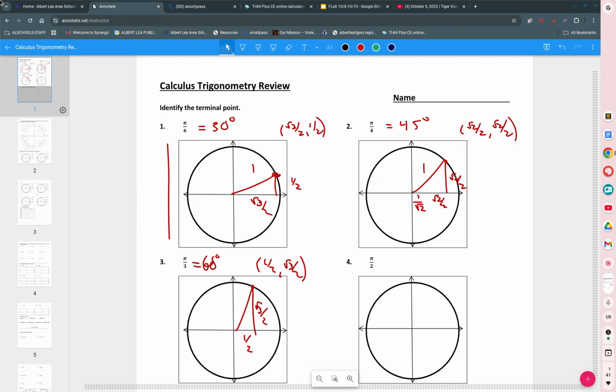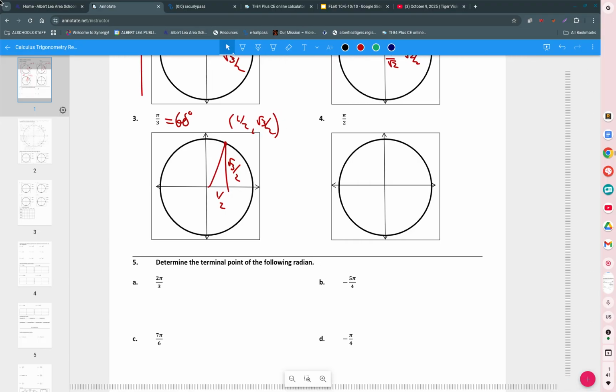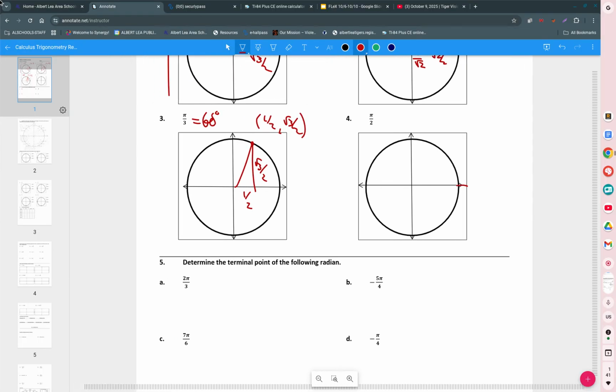Remember we used to take time and do that in class, and now we kind of want it to be second nature, right? Pi over 2 is how many degrees? 90. I don't have to make a picture, do I? I could just say it crosses here at 0, 1.